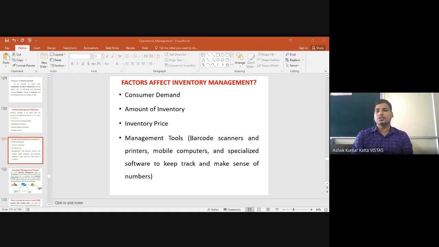Third one is about inventory price. The inventory price, is it going to be constant or is it going to change frequently? If the inventory price is constant for the next 6 months or 7 months, which is really good, we are happy to buy. But sometimes you will understand that in future the prices of the products are going to increase.